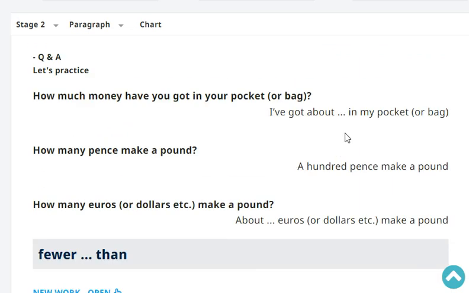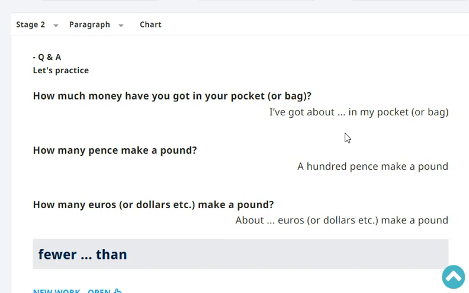Okay, let's practice. How much money have you got in your pocket? I've got about, I forget, let's say, 1,000 yen in my pocket. Wait, how many pence make a pound?